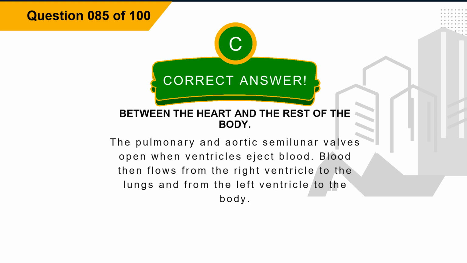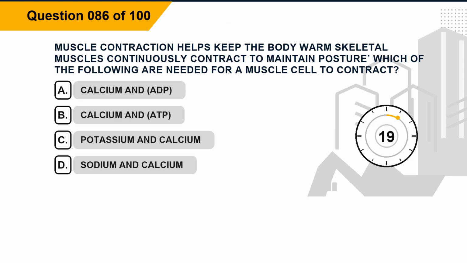Explanation: the pulmonary and aortic semilunar valves open when ventricles eject blood. Blood then flows from the right ventricle to the lungs and from the left ventricle to the body. Question 86. Muscle contraction helps keep the body warm. Skeletal muscles continuously contract to maintain posture. Which of the following are needed for a muscle cell to contract?